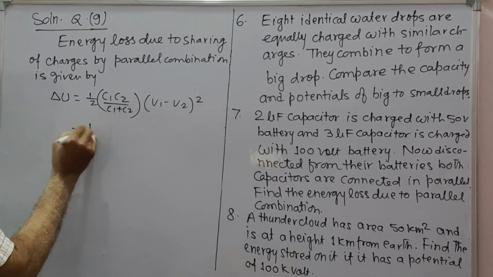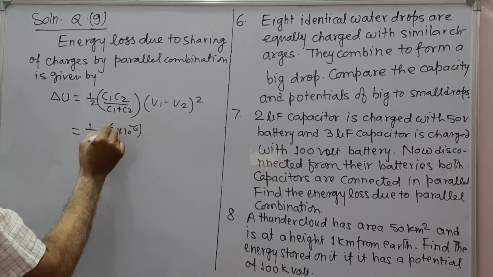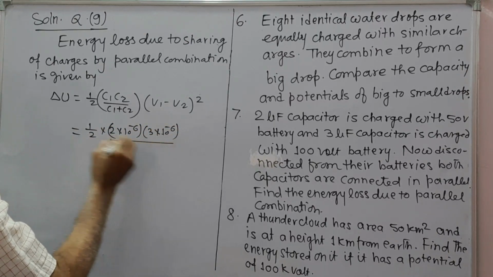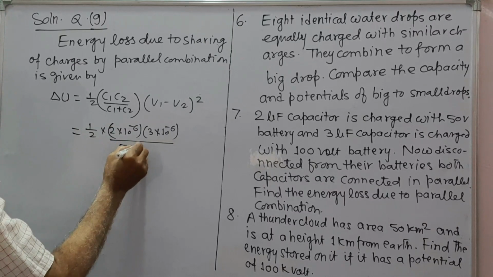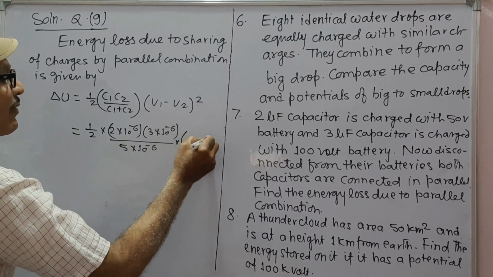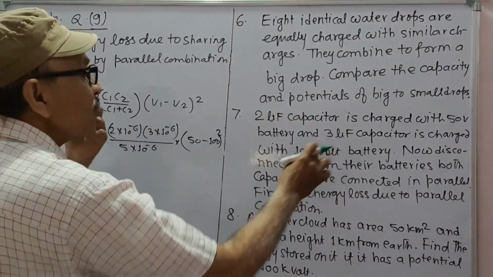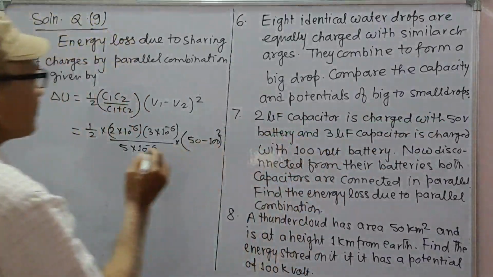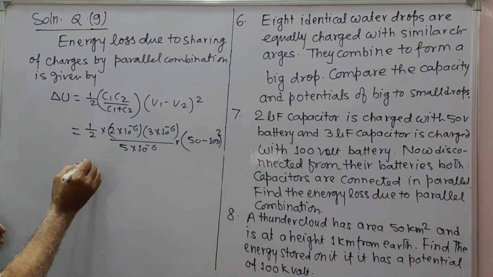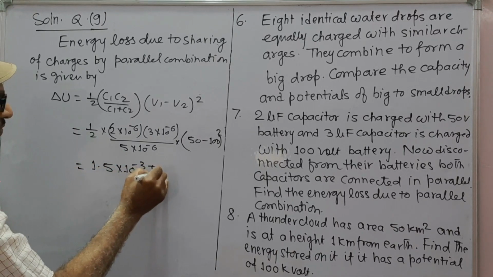Now putting the values, we get 1 by 2, C1 is 2 into 10 to minus 6, C2 is 3 into 10 to minus 6, C1 plus C2 will be 5 into 10 to minus 6, into V1 is 50, V2 is 100, whole square. On simplification we get 1.5 into 10 to minus 3 joules.